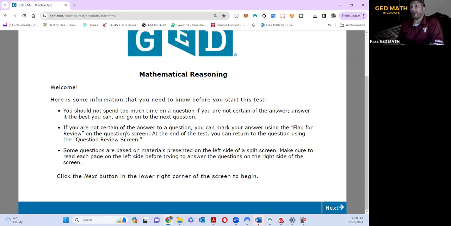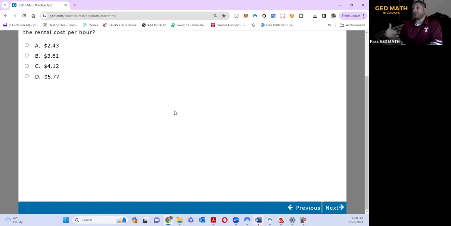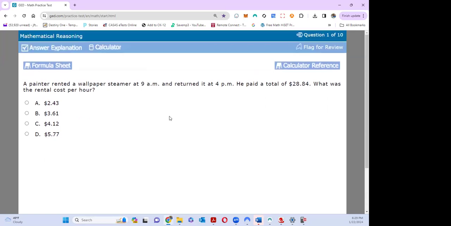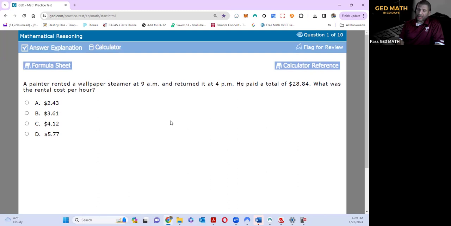So this is a practice test that GED put out. What I want to do is go through the questions and time how long it takes each person, and then once everybody has answered, we're going to go over it. You can use your formula sheet. You can use your calculator. Let me get my clock ready.